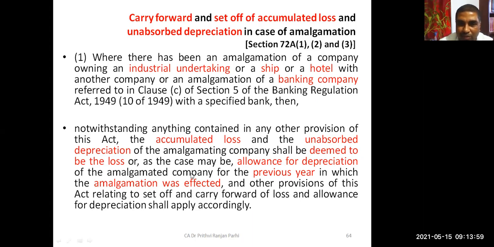So here you have to focus on this point. It shall be deemed to be the loss, or as the case may be, the allowances or depreciation, of the amalgamated company for the previous year in which amalgamation was effected. So it is the loss for the previous year in which amalgamation is effected. That means if the loss is about to expire, then you get a fresh life of another 8 years. You can still carry it forward. So that is the advantage.